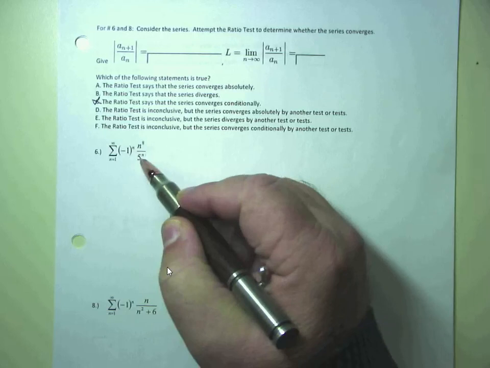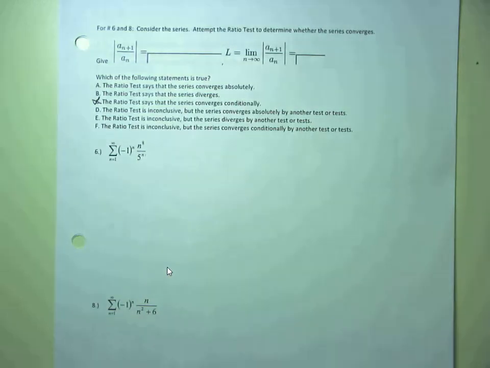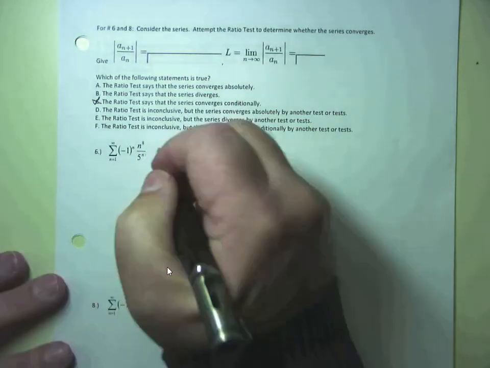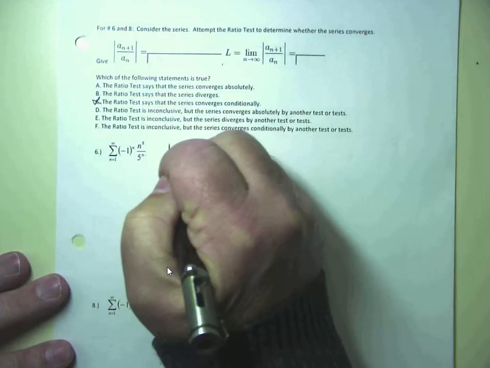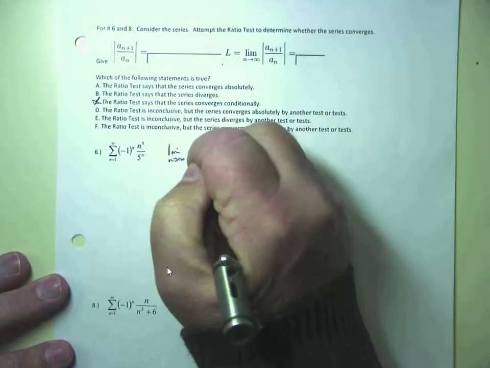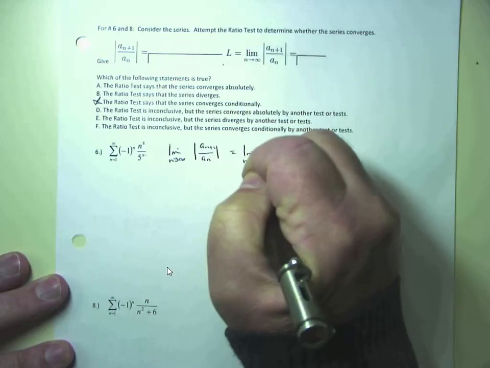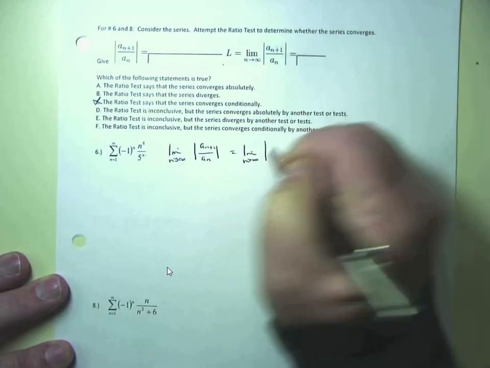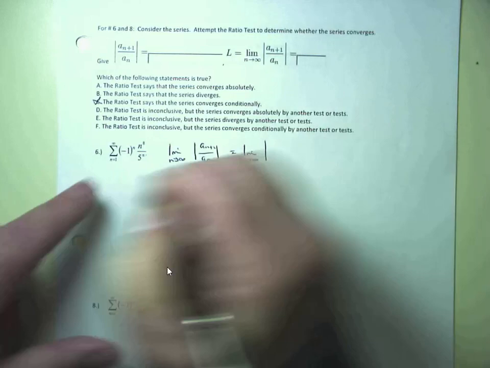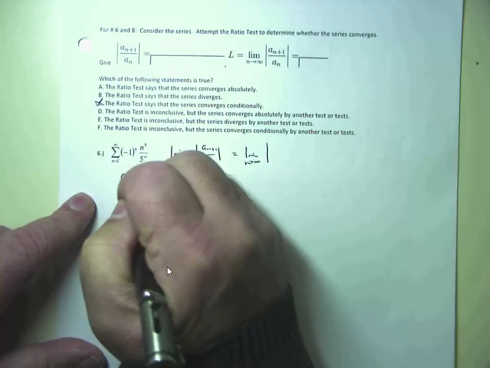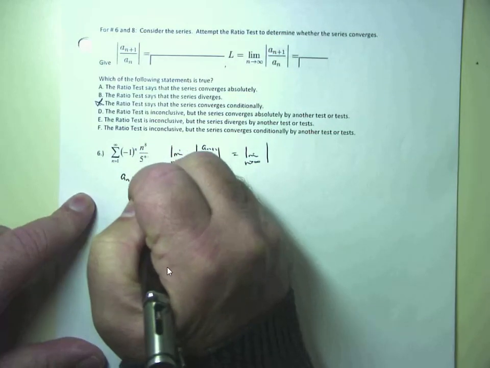So this guy has a 5 to the n in it, so we're definitely going to use the ratio test. We take the limit as n approaches infinity of the absolute value of a_(n+1) over a_n. This will be equal to the limit as n approaches infinity of the absolute value of a_(n+1). In this problem, the a_n, the part without the alternation, is n to the 8th over 5 to the n.